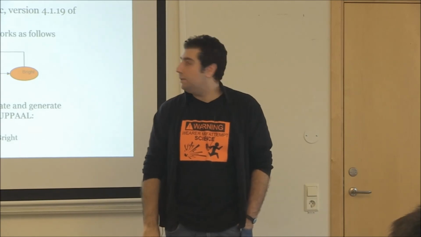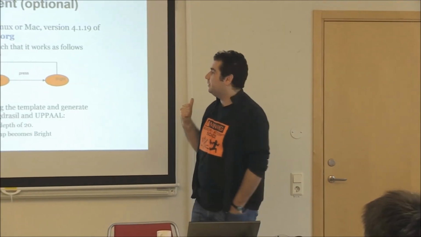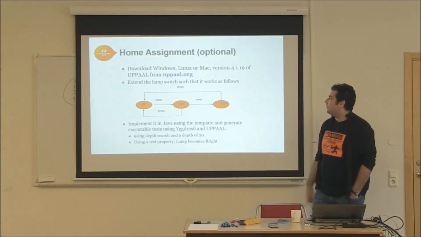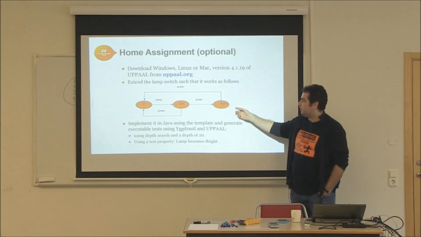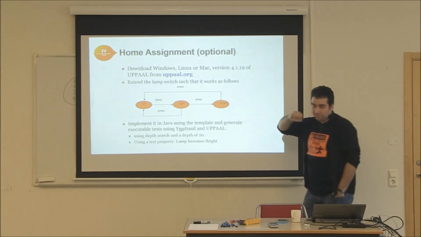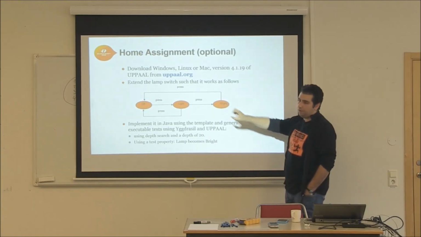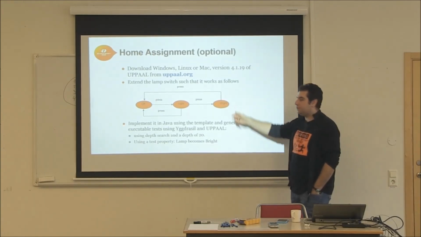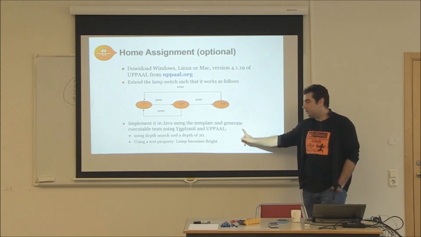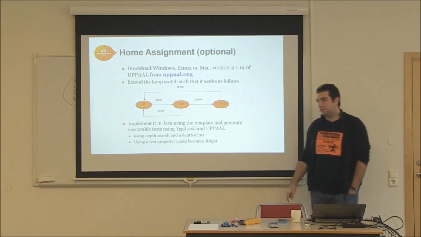And you can extend the lamp switch that I showed you there. I have the template, and you can also find the template with the tool, such that it works like this one. Or you can do a better version. You can add time. It depends on you. You can do it like this, or you can add time to the finite state machine. You can implement it in Java using the template that I used, and you can generate executable tests, as I showed you in this lecture.